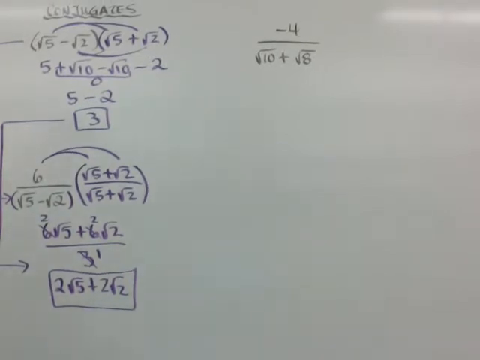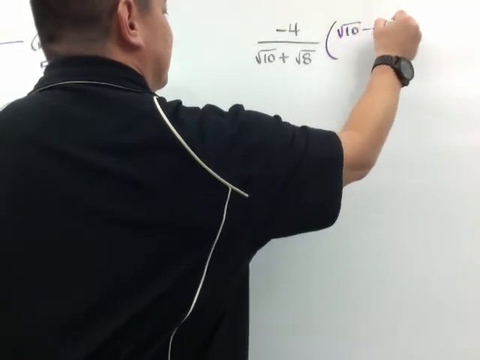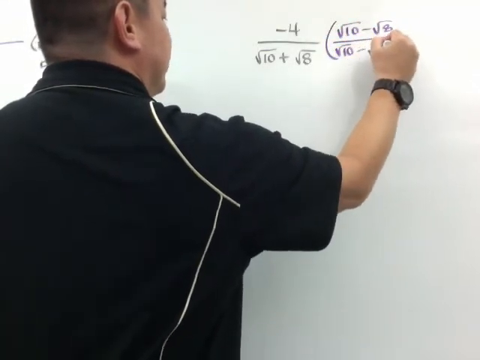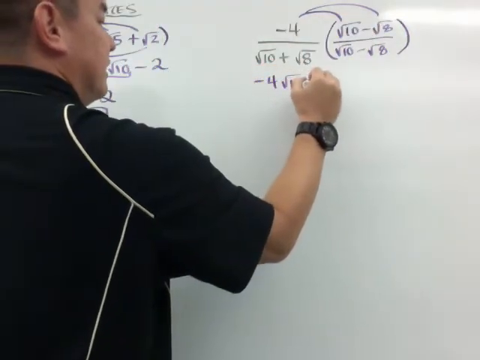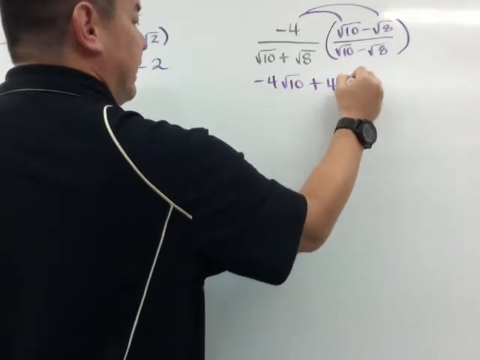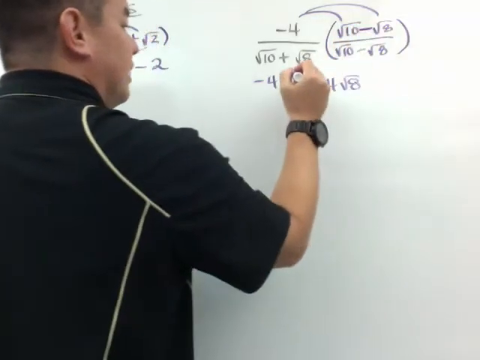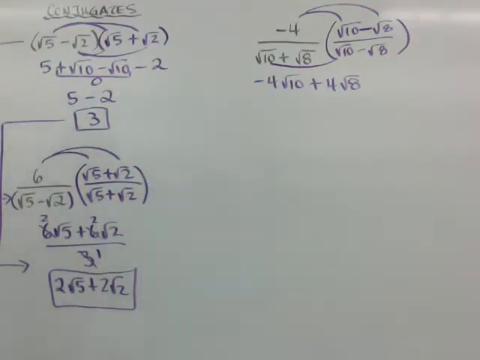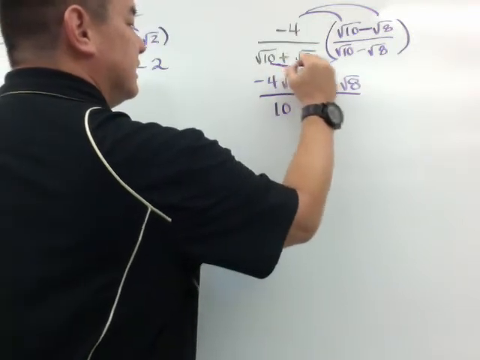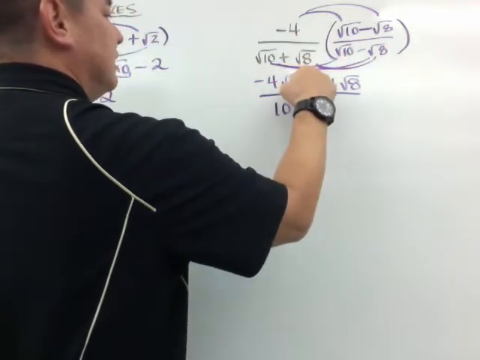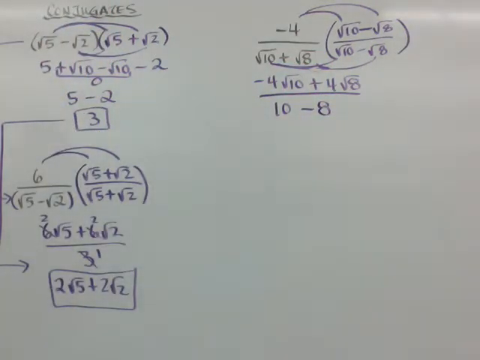Okay, so one last one with the conjugate. I have negative 4 over radical 10 plus radical 8, so I'm going to multiply by the conjugate, which is radical 10 minus radical 8, on top and bottom. I'm going to distribute, and I get negative 4 radical 10 plus 4 radical 8, because negative 4 times a negative makes it a positive. On the bottom, I'm just going to do the F and the L of FOIL because the middle terms would drop out. I will get 10 minus 8.